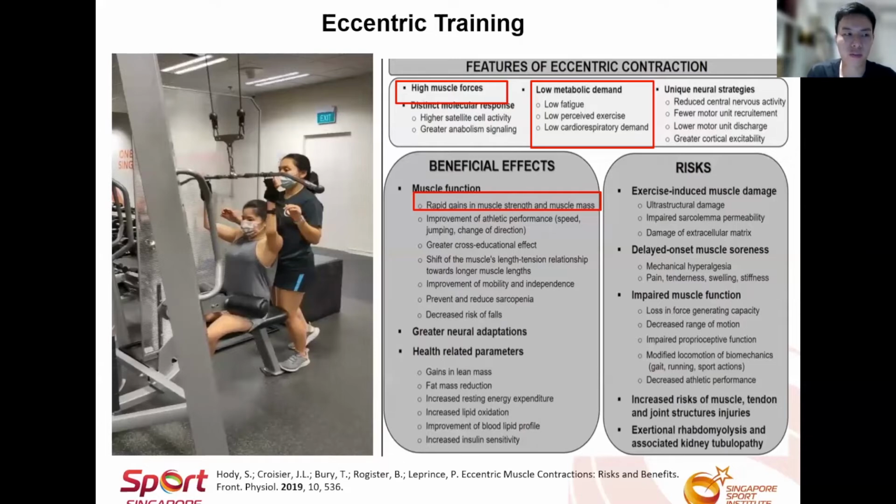So with that, the amount of volume that she does will have picked up. So in order to mitigate that risk of overtraining, isometric training and eccentric training does help with that low metabolic demand, and at the same time being able to have the high muscle force. And with that, we are able to have rapid gains in muscle strength and muscle mass.